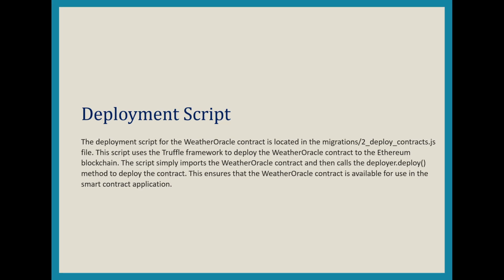So next we'll go through the deployment script. The deployment script for the WeatherOracle contract is located in the migrations 2_deploy_contracts.js file. It uses the Truffle framework to deploy the WeatherOracle contract to the Ethereum blockchain. It simply imports the WeatherOracle contract, then calls the deployer.deploy method to deploy the contract. This ensures that the WeatherOracle contract is available for use in a smart contract. We have done this previously.